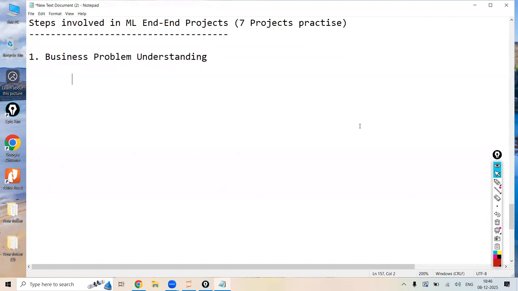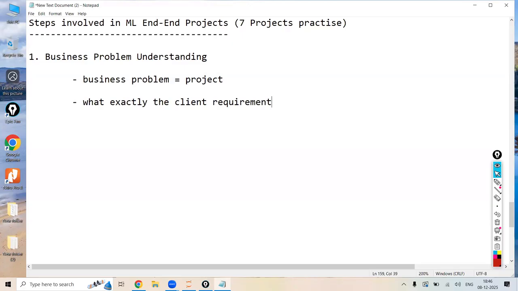First one is business problem understanding. What is meant by business problem? Business problem is nothing but equal to project. So project understanding. First you have to understand the project: what exactly the client requirement is. Clearly you have to understand the requirements.